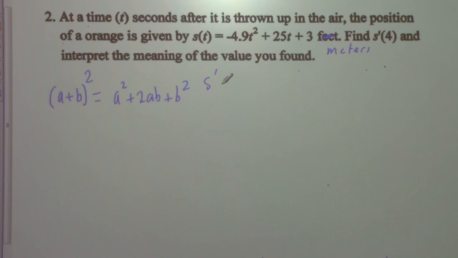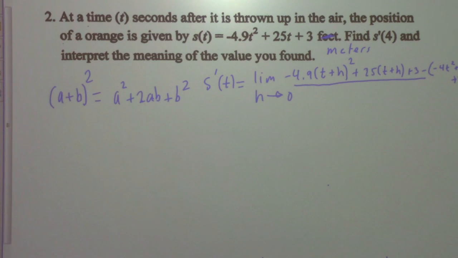Okay, I'm going to start writing this out. S prime of t is equal to the limit as h approaches 0 of, we have negative 4.9. I'm going to use t plus h squared plus 25 times t plus h, and then plus 3, minus all this, negative 4.9 t squared plus 25t plus 3. Okay, so minus all that, and all of this is over h.